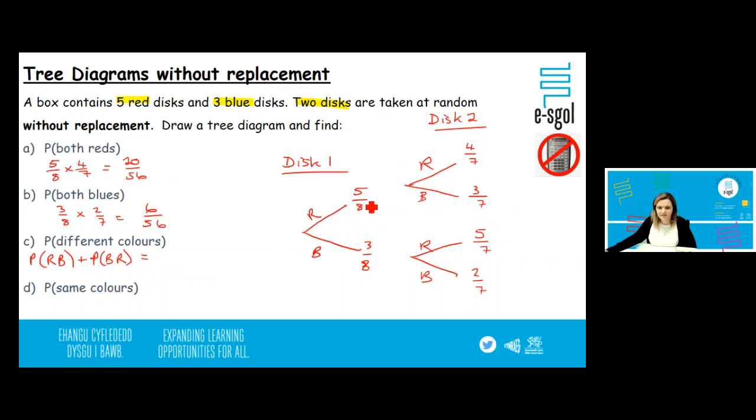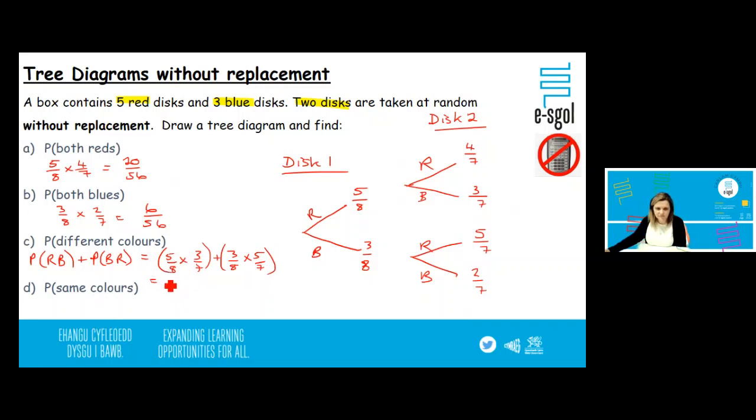Okay, so following the red path first is 5 over 8. Then from that one, and you have to follow that one, don't jump down to the bottom. Okay, we're following then to blue, which is 3 over 7. For the second section, we've got blue first, so 3 over 8, multiplied by following that to red, so 5 over 7. And I'm going to run out of room a little bit here. I will put them in underneath.